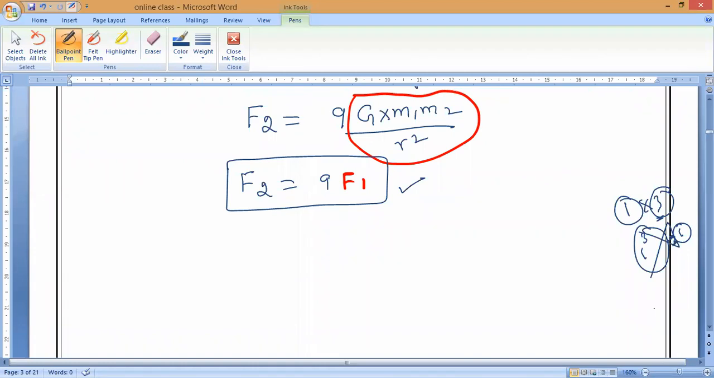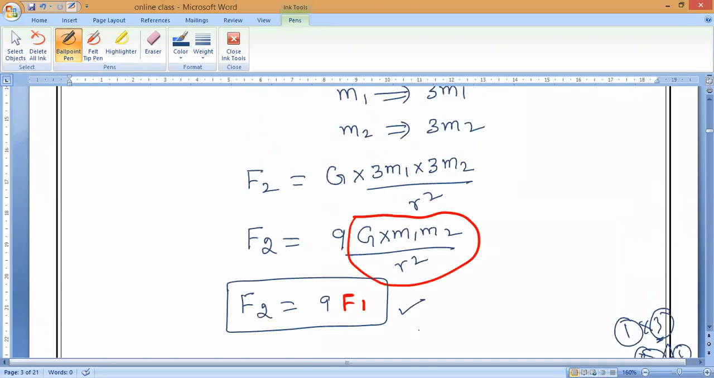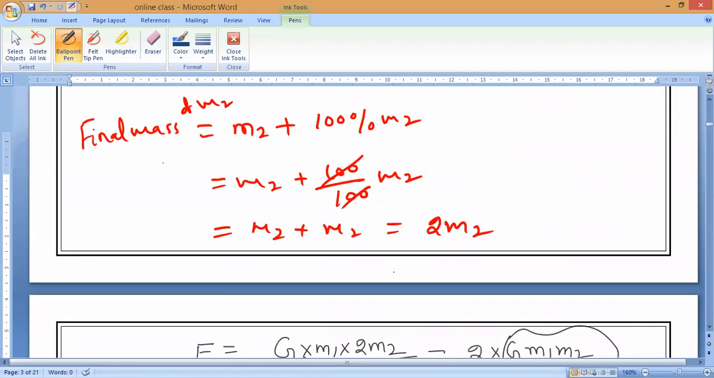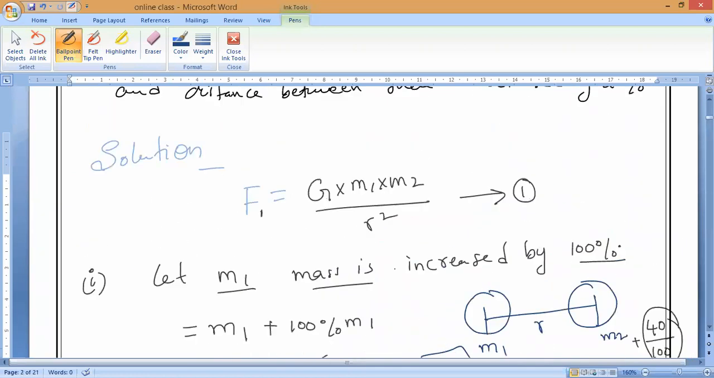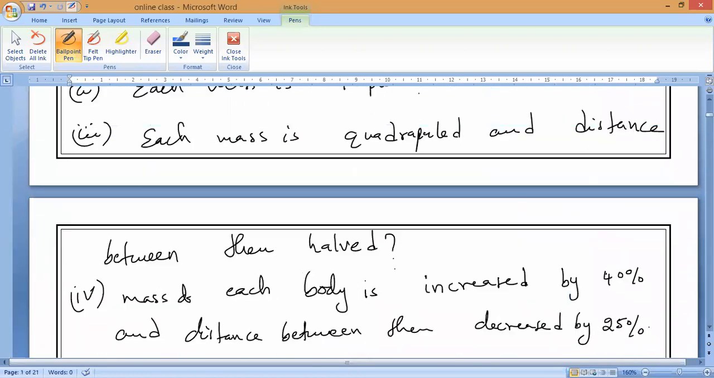Clear, guys? Second one, have you solved it? Now, the third one and the fourth one are like a testing for us. What is the third one? Each mass is quadrupled and the distance between them is halved.